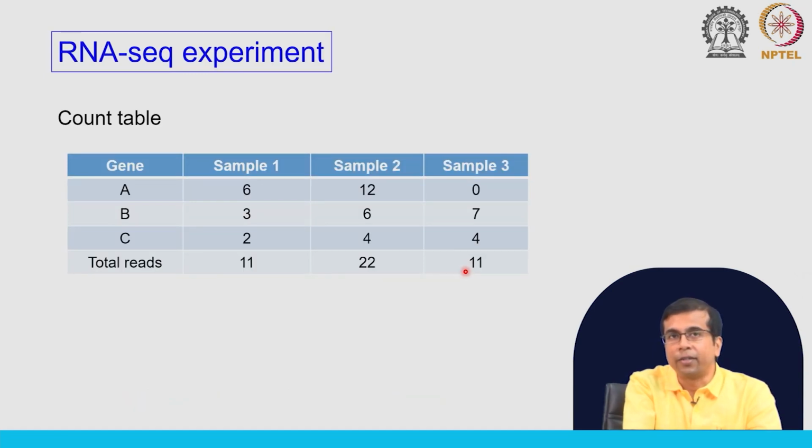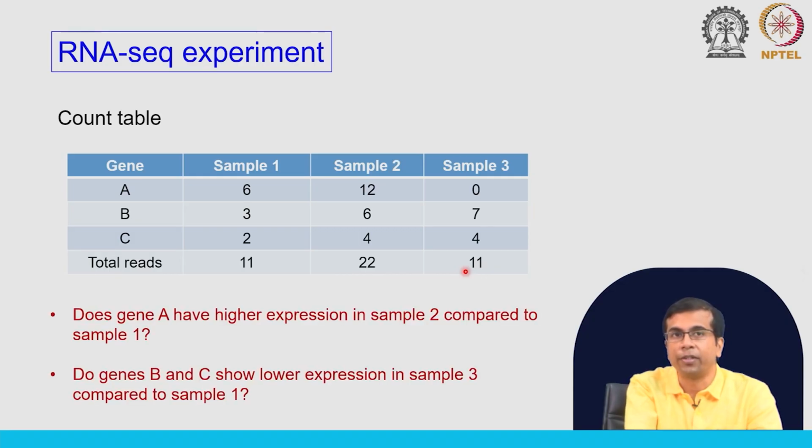And we can extend this to the other example that we have taken. We are comparing these expression levels across samples, sample 1, sample 2, sample 3, and again we have this question: does gene A have higher expression level in sample 2 compared to sample 1, and do genes B and C show lower expression in sample 3 compared to sample 1? Now, compared to the earlier table, I have added the total number of reads here. This is the total sequencing depth, and as we have discussed, this depth can vary from one sample to another.